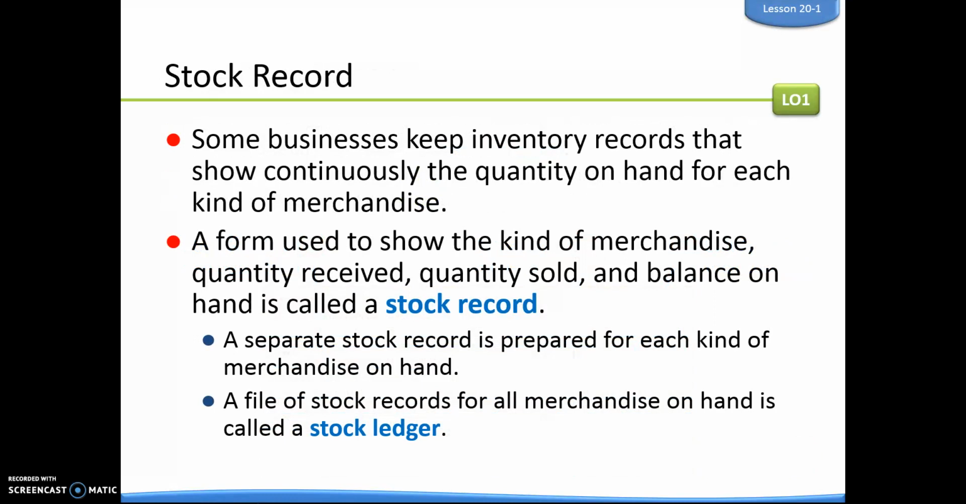Now, we also can have a stock record. And a stock record, don't think of stock like common stock or preferred stock. When you think of stock records, I want you to think of businesses keeping continuous records of the quantity on hand for each kind of merchandise. So we call that a stock record. It's a form used to show the kind of merchandise, quantity received, sold, and the balance on hand. The thing you have to remember is that a separate stock record is prepared for each kind of merchandise on hand, and that a file of stock records altogether is called a stock ledger.